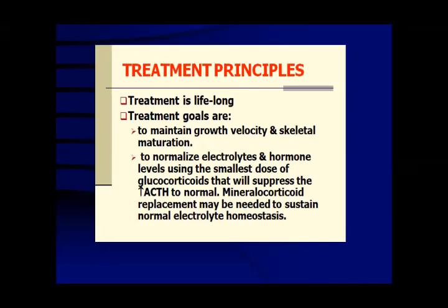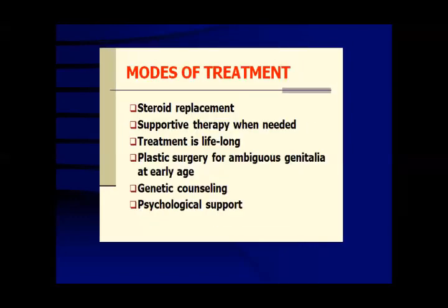These are all the imaging studies by which you can find out the abnormality. Then treatment is lifelong. There is cosmetic surgery done. The main goals are to maintain the growth velocity and skeletal maturation, and to normalize the electrolyte balance and hormonal level, and small amounts of hormones are used to retain their normal body structure. ACTH is given, and mineralocorticoids are needed to sustain normal electrolyte homeostasis. The mode of treatment is steroid replacement, with supportive therapy when needed. Treatment is lifelong, with plastic surgery for ambiguous genitalia. Genetic counseling and psychological support are very important.